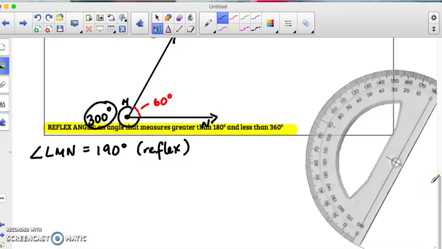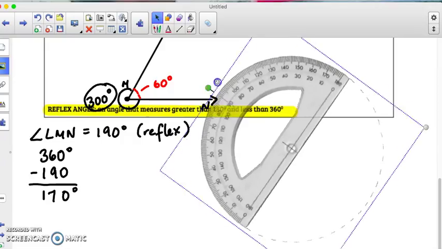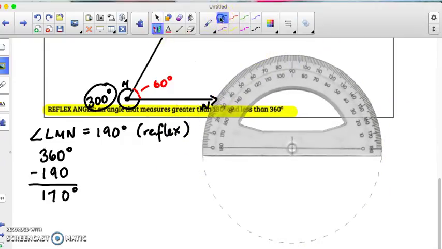Okay, if you're checking your answer, or you just want some review, you're going to use your knowledge of a full rotation. A full rotation is 360 degrees. You subtract 190 from that, and you should get 170 degrees. 170 degrees is the measure of the inside angle. Remember, you're going to construct a 170-degree angle, but you're going to mark up the outside so it looks like the 190-degree angle you need.